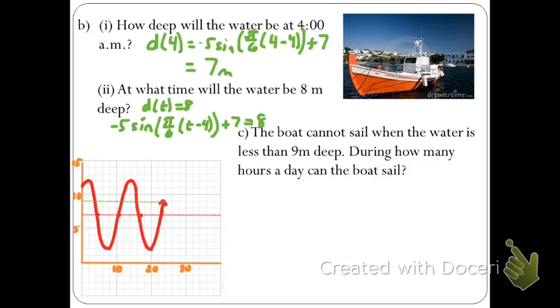Okay, and then after that, here's what we're going to do. We're only concerned with when the boat can sail, right? And the boat can only sail when the water is greater than 9 meters. The boat cannot sail when the water is less than 9 meters deep, so it can only sail when the water is at least 9 meters deep. So we're going to have to figure out how many hours this little bit includes, and how many hours this little bit includes. And if this is during our 24-hour time frame right here, then we'll figure out how many hours are included there as well. All right, let's check it out.